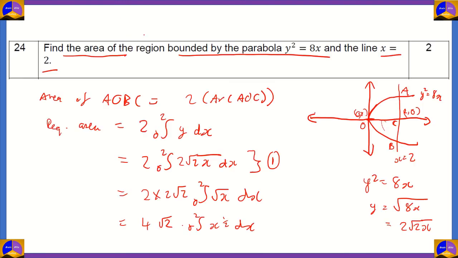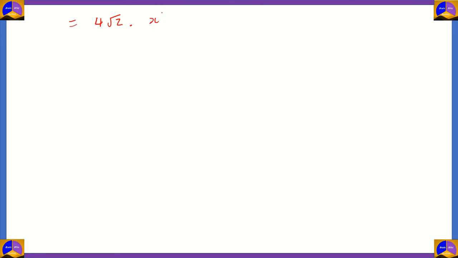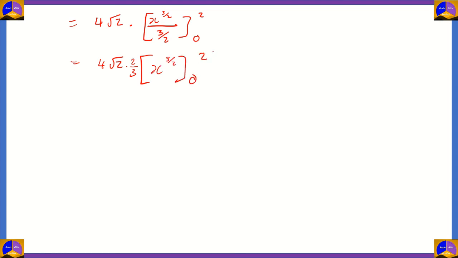Now let's move on. On integration, you'll get 4 root 2 times x raised to 1 plus 1 by 2, which is 3 by 2, divided by 3 by 2, and the limits are 0 to 2. That will be equal to 4 root 2 times 2 by 3 taken outside, x raised to 3 by 2 from 0 to 2. This step will give you half marks.